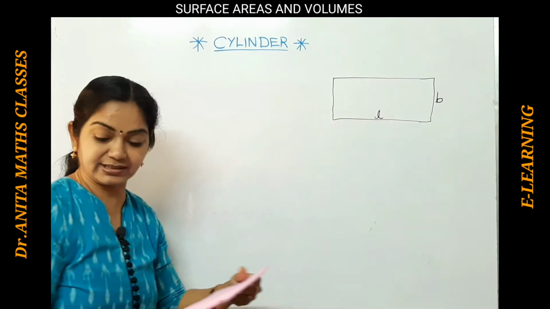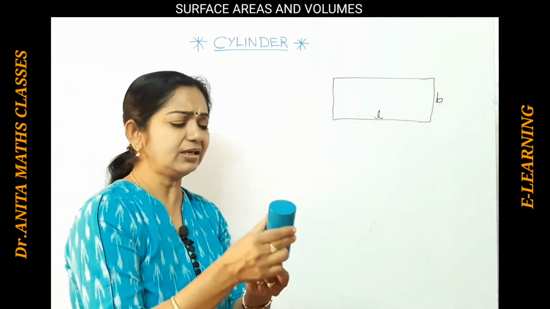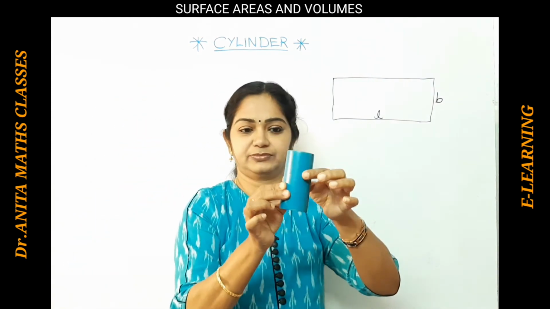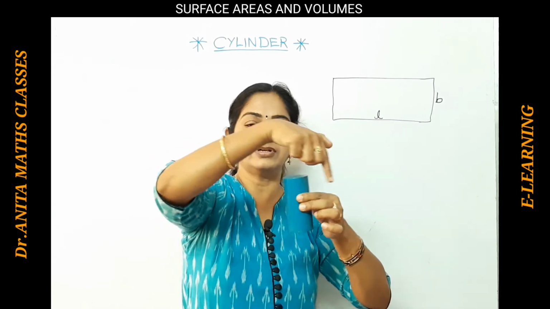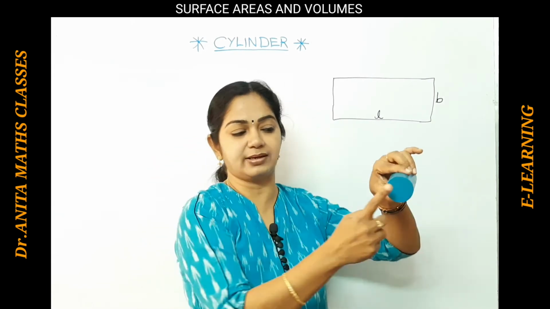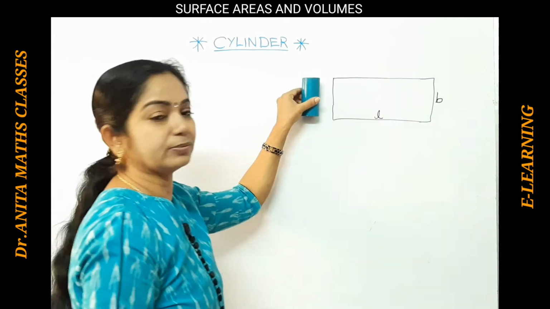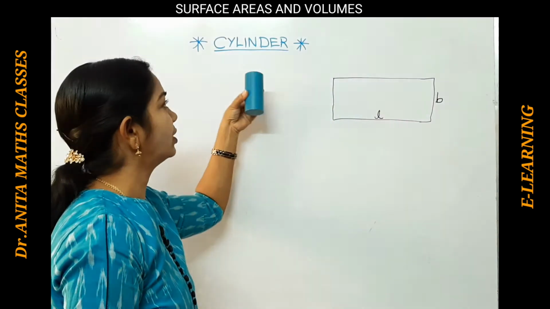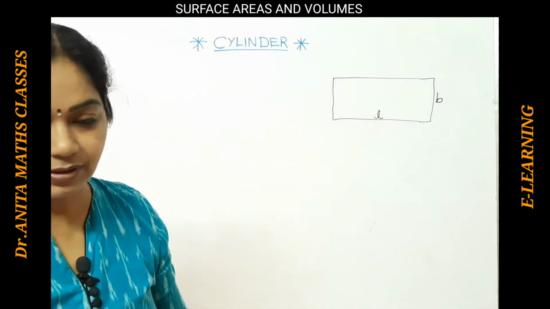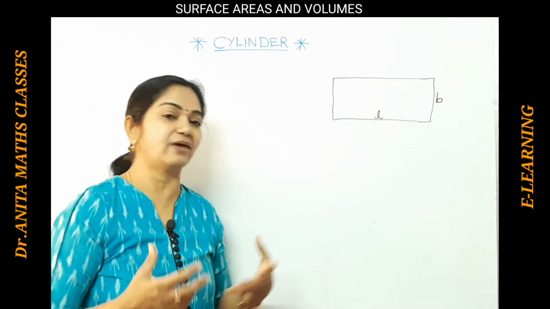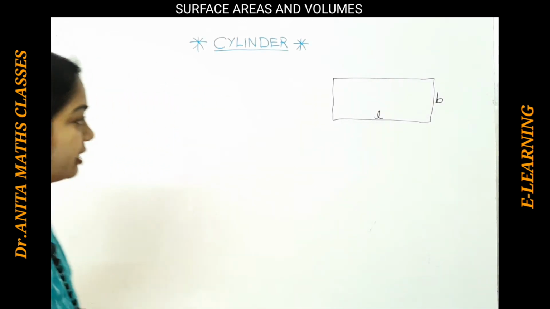So simply, for example, I'll show you an example of a cylinder. This is a wooden cylinder, made of wood. Here, this is a curved surface and there are two circular bases here. Okay, so this is a three-dimensional object which is called a cylinder. Now, for 3D objects, we have to find the surface areas and volumes. That is the concept here, surface areas.